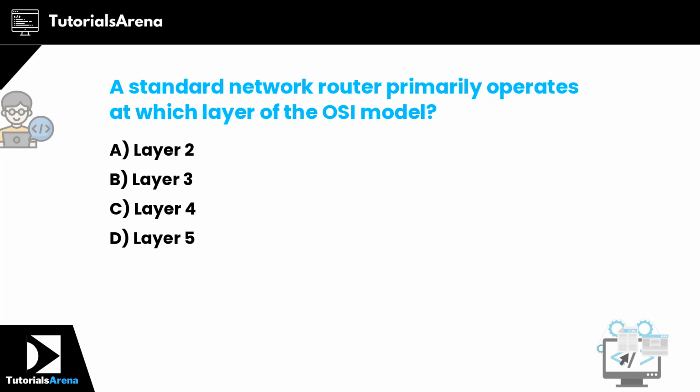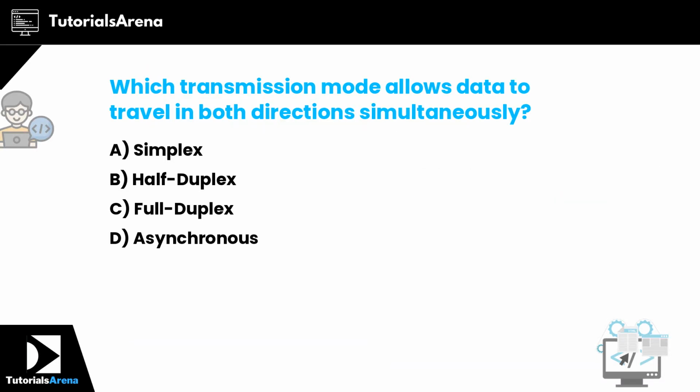A standard network router primarily operates at which layer of the OSI model? The correct answer is option B, layer 3. Which transmission mode allows data to travel in both directions simultaneously? The correct answer is option C, full duplex.